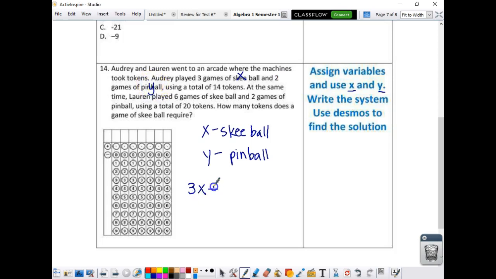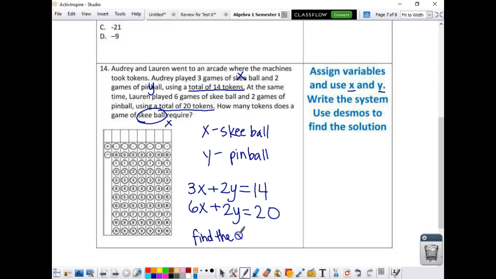So 3x plus 2y equals a total of 14 tokens. At the same time, Lauren played 6 games of skee-ball, so 6x, and 2 games of pinball, plus 2y, and she used a total of 20 tokens. How many tokens does a game of skee-ball require? They're asking for x. Over to Desmos, type in your system, and then find the x value. If they had asked for pinball, then you would be finding the y value.